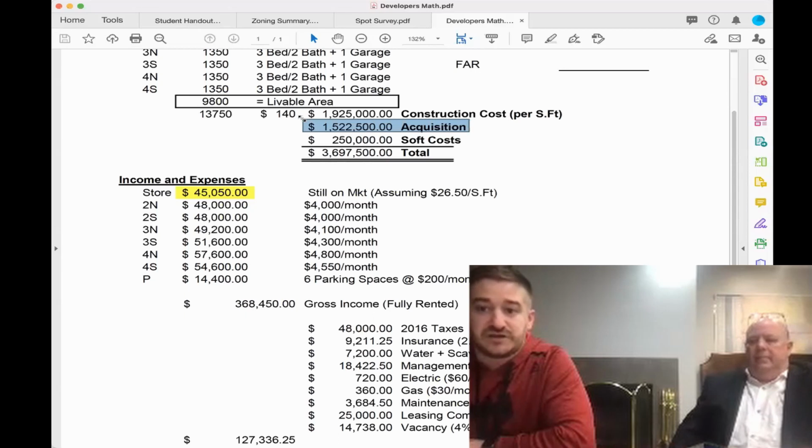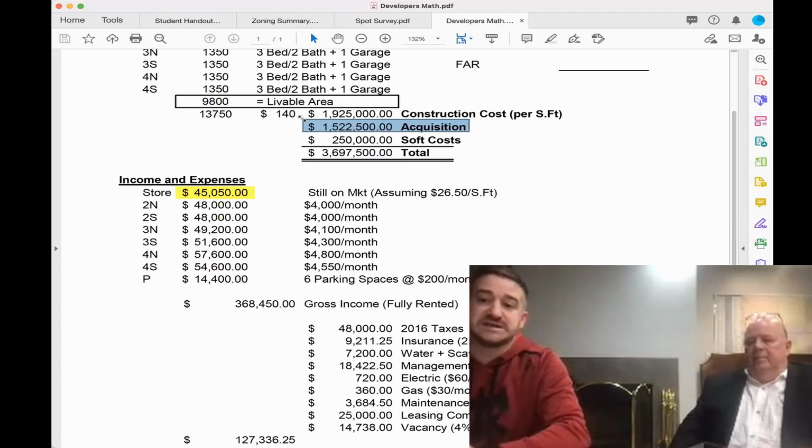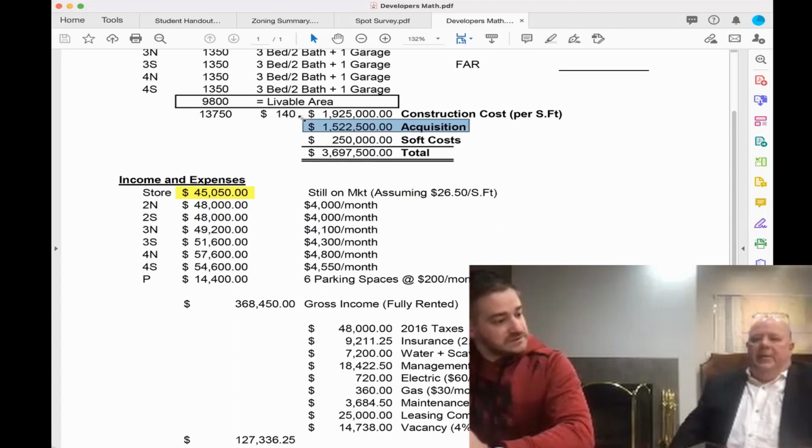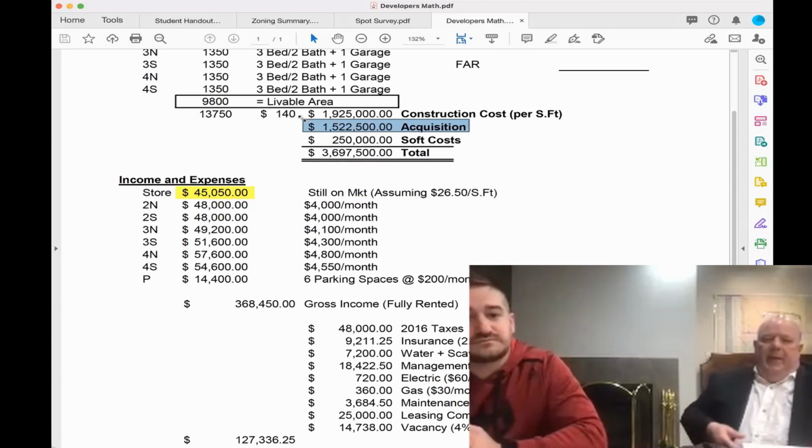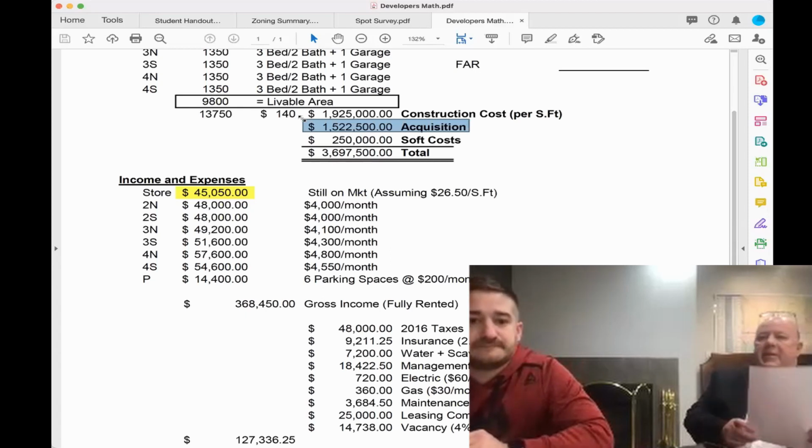If he can sell the units for, what do you say, 640? At 640 a condo, that means he made a profit of $111,000 per unit, which is not enough return. It's $700,000 return on a $3.6 million investment.